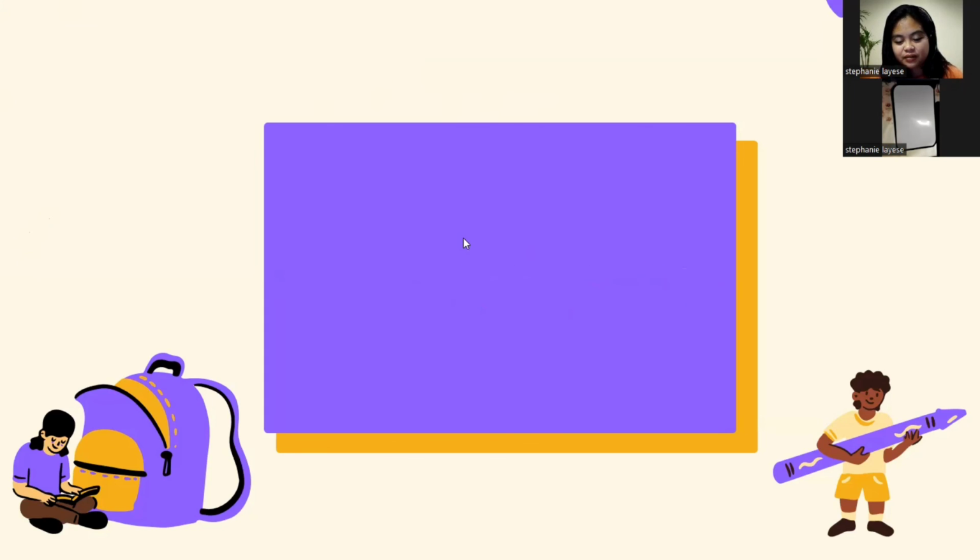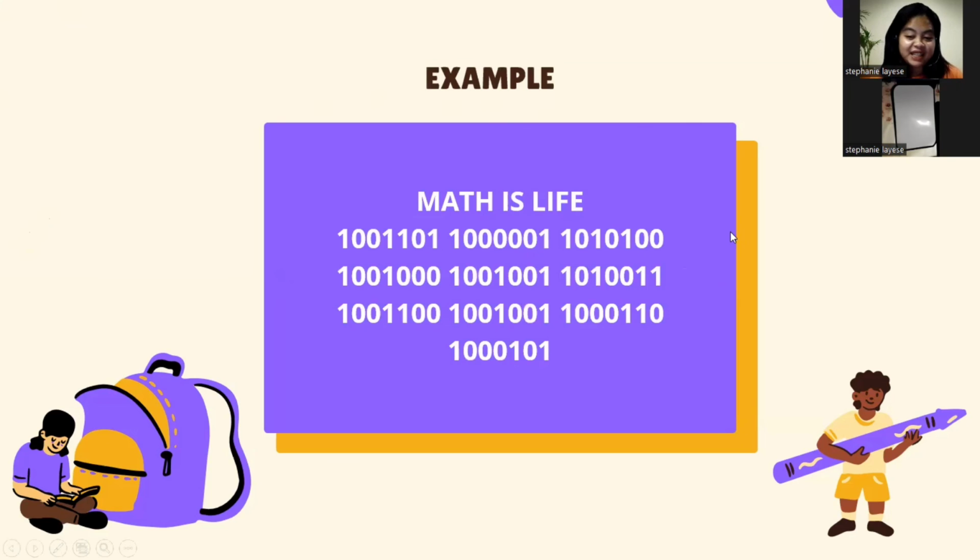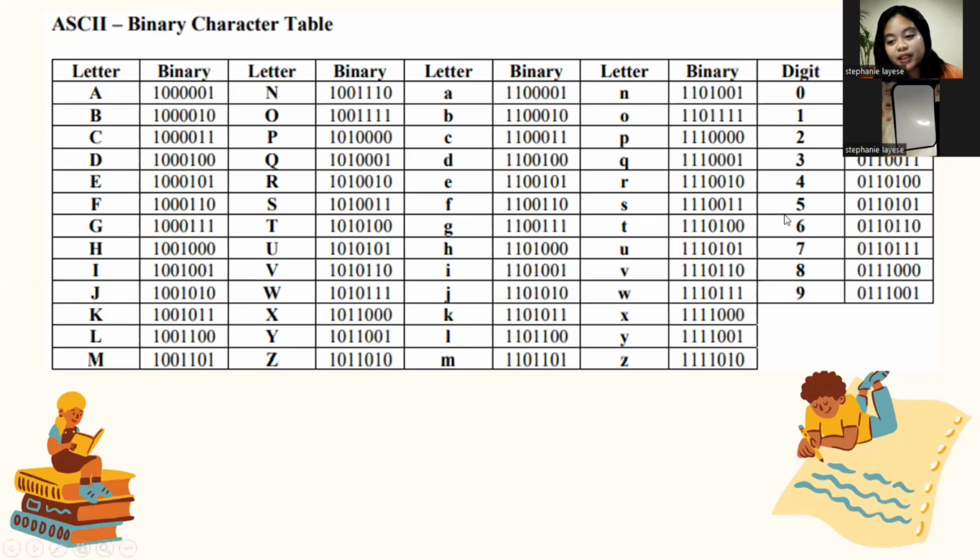Still have another example, but let me delete my marking first. And we have math is life. Of course, math is life everywhere. So like what I said earlier, M for this one, A for this one, and this one, and so on, okay? You can learn this bit by bit. You can print the format that I showed to you earlier. This one, you can use this to write unique letters.